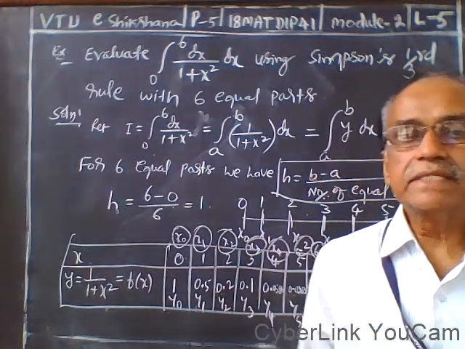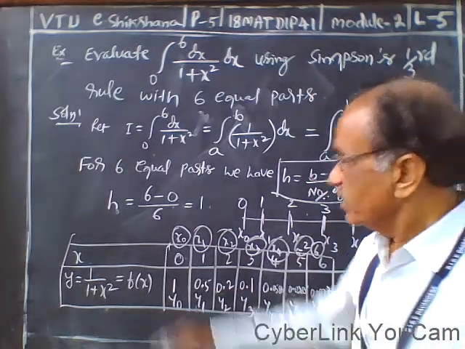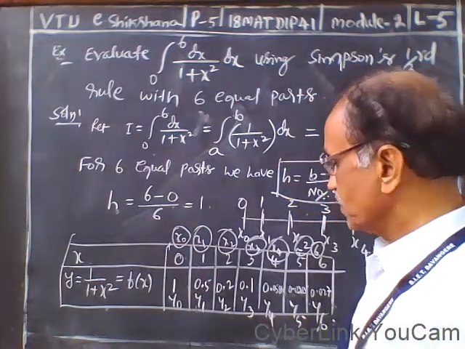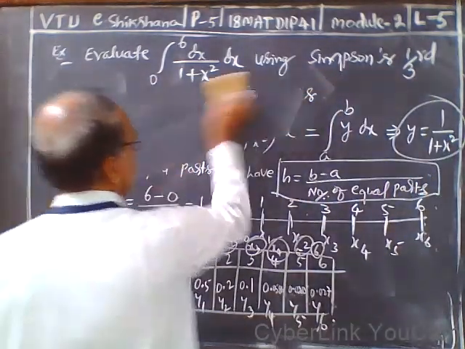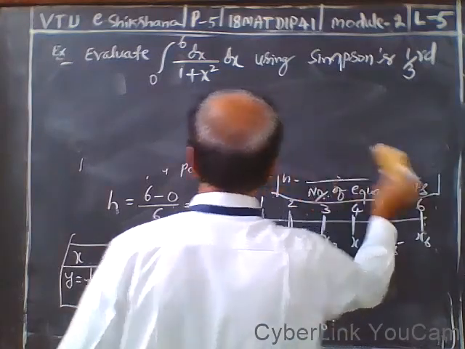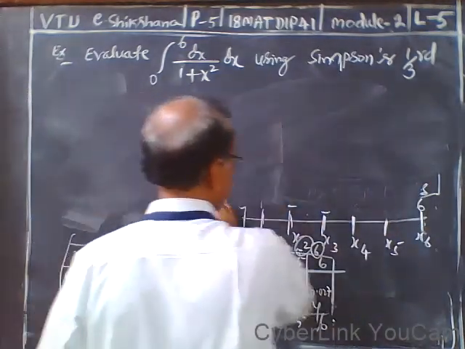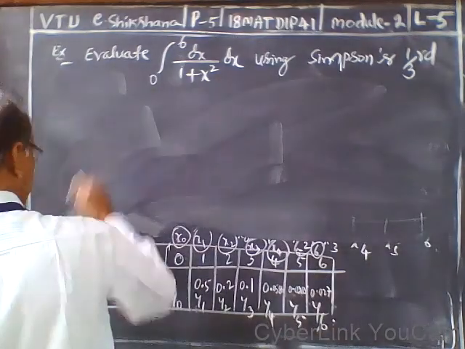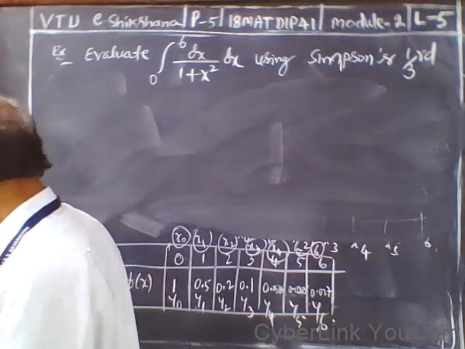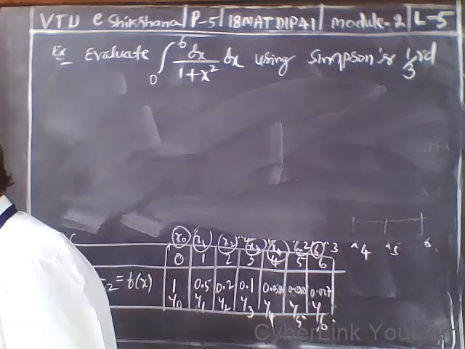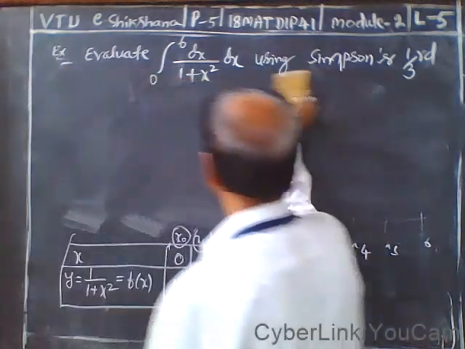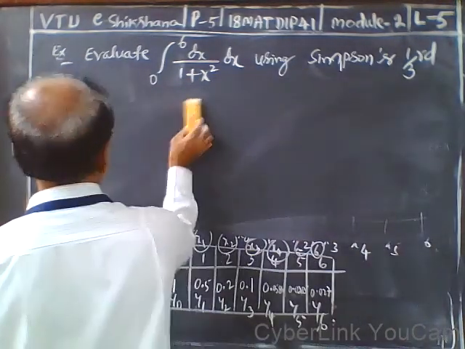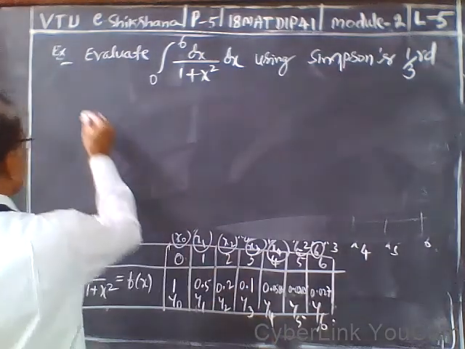So, all these values will be inserted in the equation, that is Simpson's 1/3 rule, and then you need to calculate. Okay. So, how will this Simpson's 1/3 rule be followed? Let us verify. Okay. So, what is Simpson's 1/3 rule? Integration from x0 to xn of y dx is equal to h by 3, you have to write. Okay.